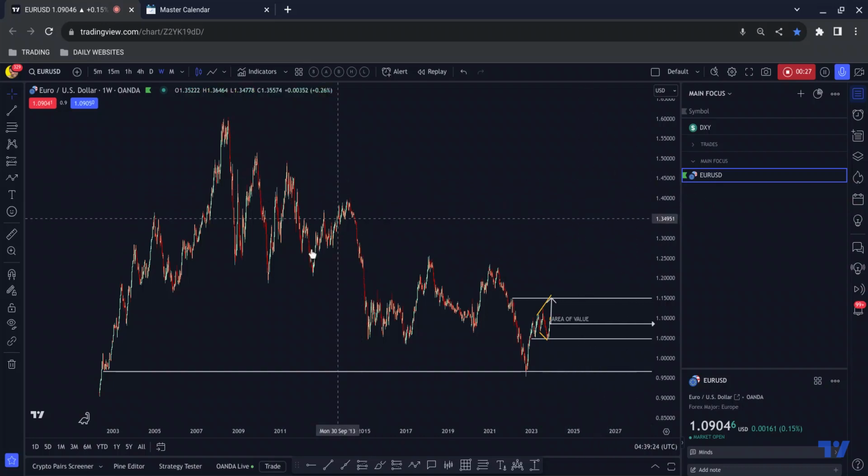So EUR/USD. Why am I looking at this on the higher time frames? We do top-down analysis, those of us who trade the Falcon strategy and those of us who trade with the intention of making money over the long term and for a sustainable future.